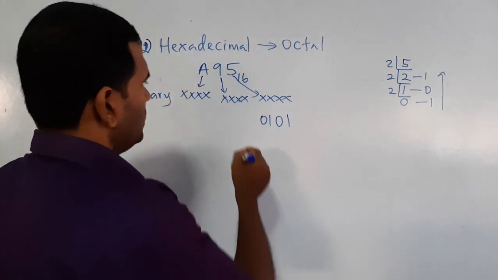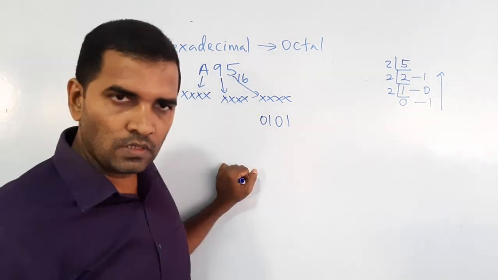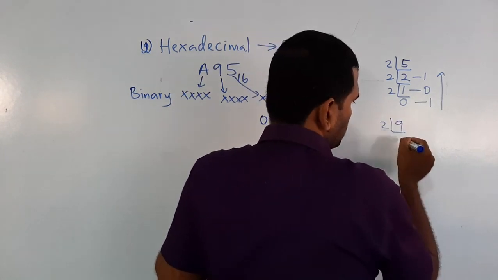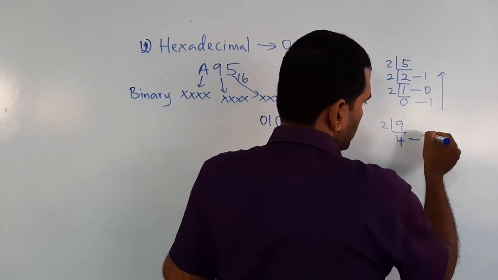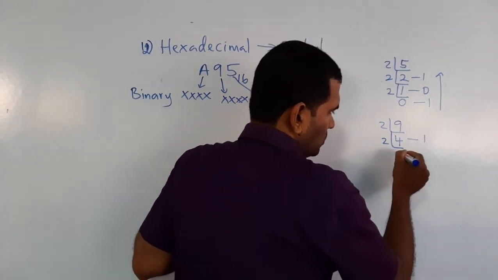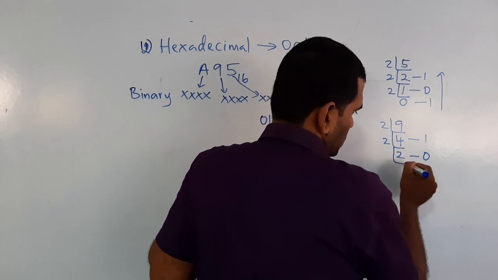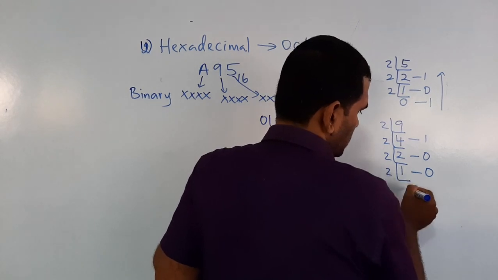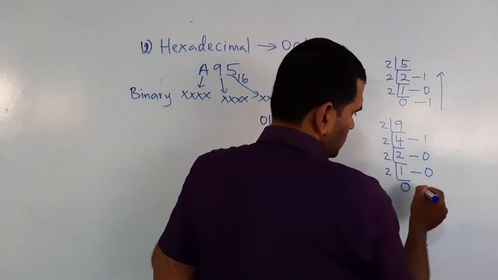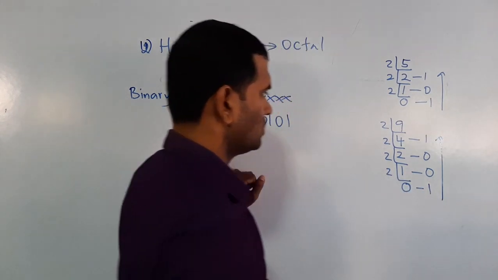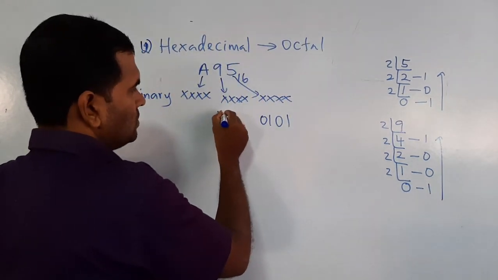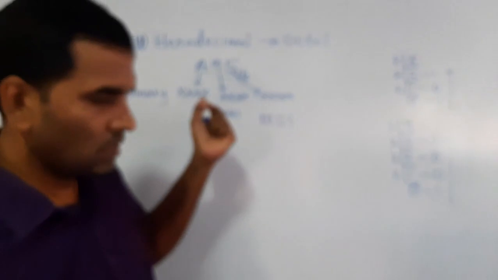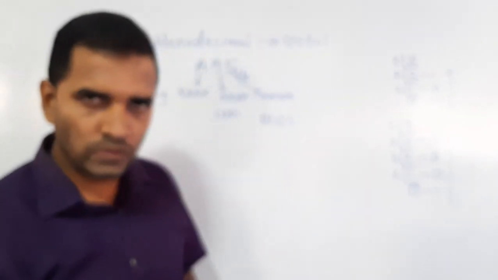Look at the second one, 9. Yes, 9 has to be converted to binary. So 9 divided by 2, 4 quotient, 1 remainder. Divide again, 2 quotient, 0 remainder. Divide again, 1 quotient, 0 remainder. Divide again, 0 quotient, 1 remainder. So they are 1, 0, 0, 1. The number 9, which is a hexadecimal character, is represented by 1001.